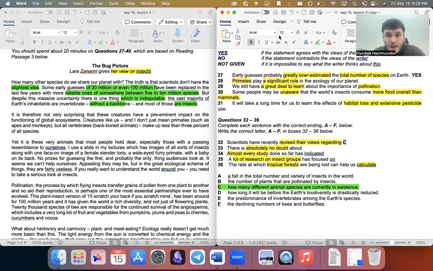The next one. Again, there is also no dispute. Undisputable means no debate. You have watched UFC, undisputable champion, undisputed champion. No one has a doubt about it. The vast majority of Earth inhabitants are without backbone. Most of them are insects. There's absolutely no doubt about the predominance of invertebrates among the Earth's inhabitants.